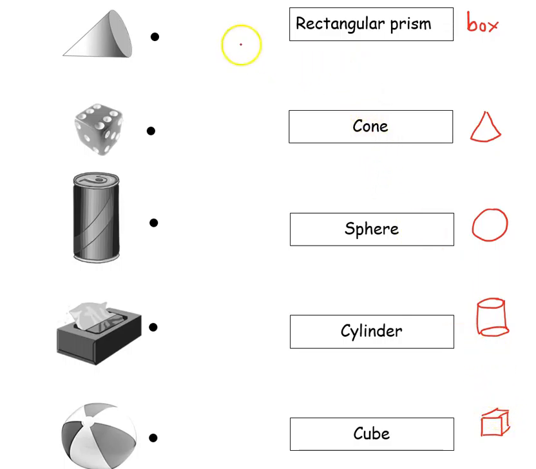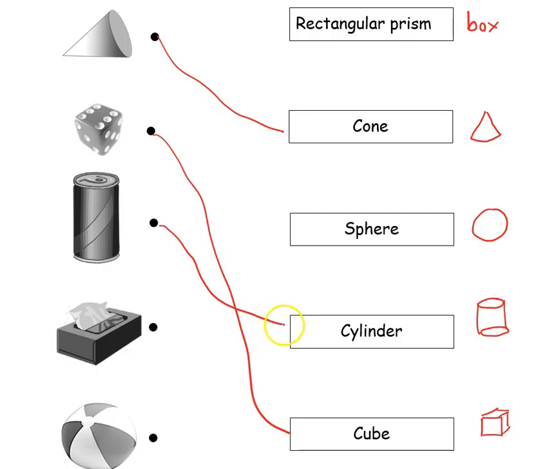So let's look for the first shape here. That would be our cone. It has a circular bottom and a pointed top. The die would be considered a cube since it has 6 faces and all 6 faces are the same size. Next I have the soda can, and that would be a cylinder. It has a circular top and bottom. The Kleenex box would be the rectangular prism, and then our beach ball would be the sphere.